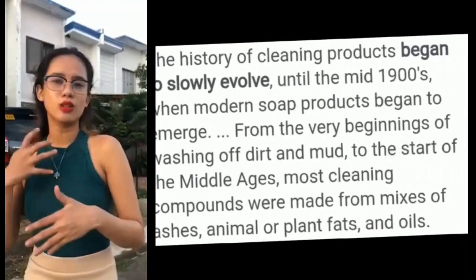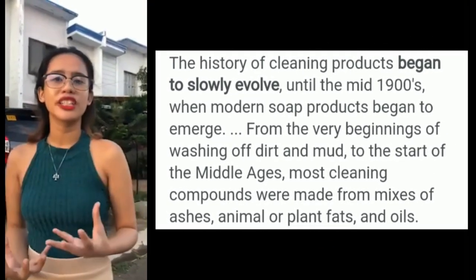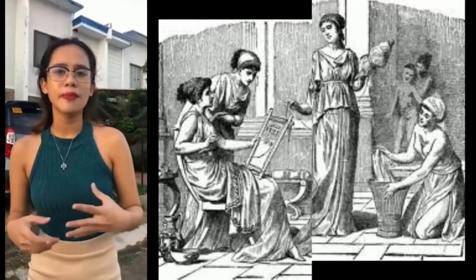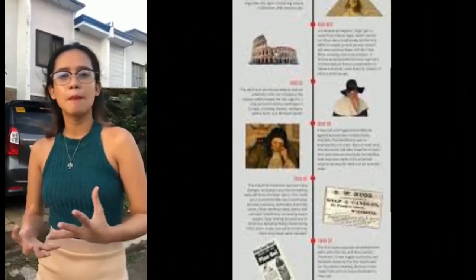But before that, we're going to learn a little bit about cleaning and sanitizing. So what's the history of cleaning and sanitizing? The history of cleaning products began to slowly evolve until the middle of 1900s when modern soap products began to emerge. From the very beginnings of washing of dirt and mud to the start of the Middle Ages, most cleaning compounds were made from a mix of ashes, animal or plant fats, and oils.